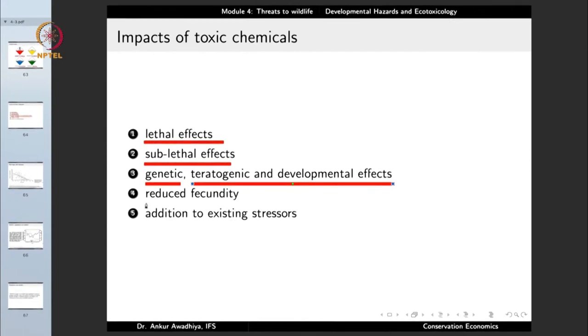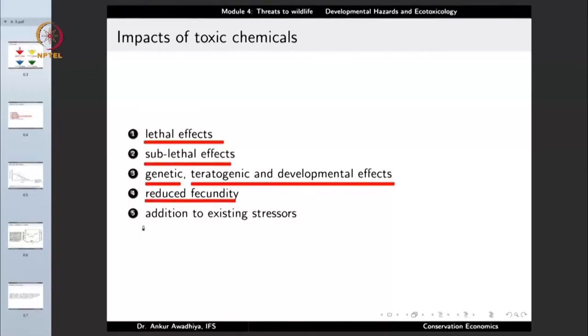In certain other cases, we observe a reduced fecundity, which means that the organisms will be having less number of children or less number of offspring. So this is a reduced fecundity that you observe in the case of a number of toxic chemicals and especially the chronic toxins. So they manifest their impact in terms of reduced fecundity. This is possible because in certain cases, the offspring, when they are there in the fetal stage, will die off or there will be spontaneous abortions because of these chemicals, and so the fecundity will go down.